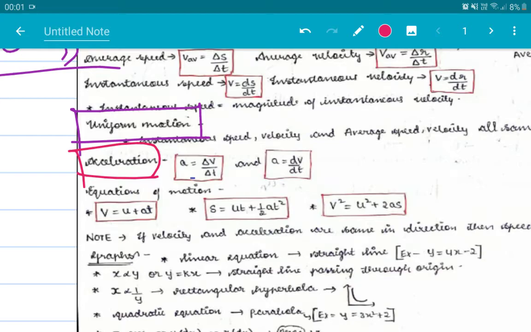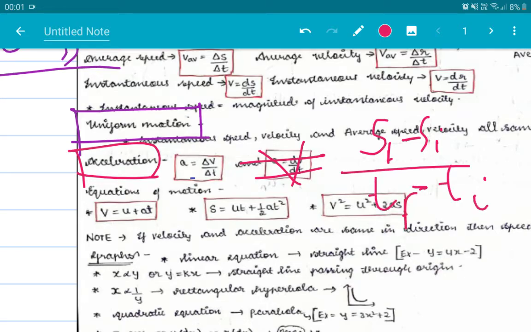The formula is nothing but delta v by delta t. That means change in speed by change in time. That is acceleration. So only one you can write, both are similar here. So v final minus v initial, where v is speed or velocity, by t final minus t initial. That's it.